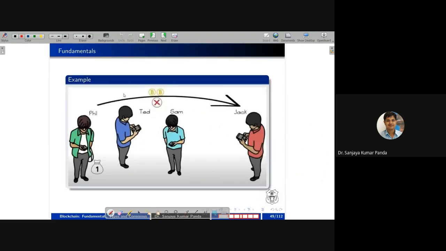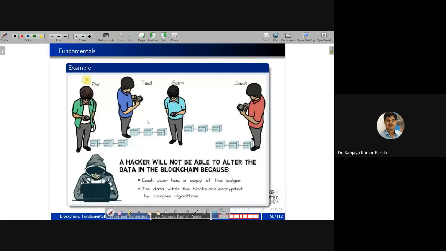Okay. So as we are maintaining the public ledger, a hacker will not be able to alter the data in the blockchain because each and every person has a copy of this particular ledger. If something is modified in the ledger, it requires consensus of each and every node, each and every participant, which is practically not possible. And the data within the blocks are encrypted by a very complex algorithm using a cryptographic hash function. So it is difficult for anyone to modify that, right? Identification becomes very easy in this particular process.